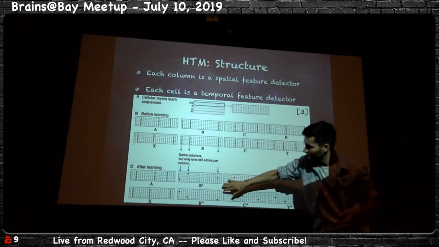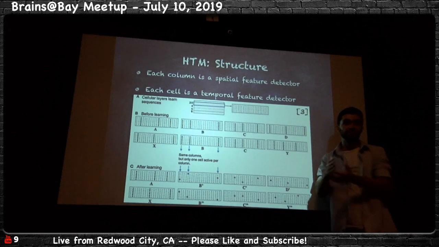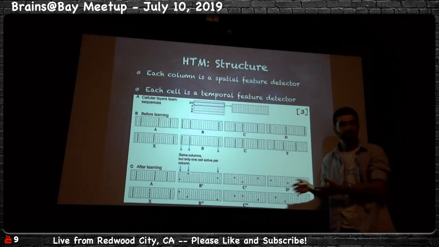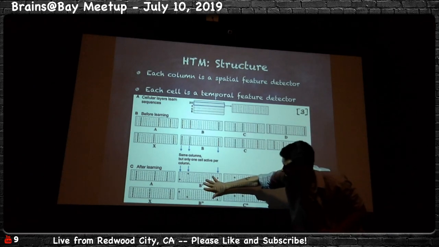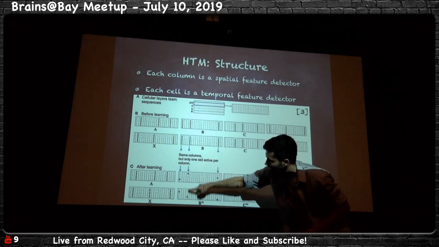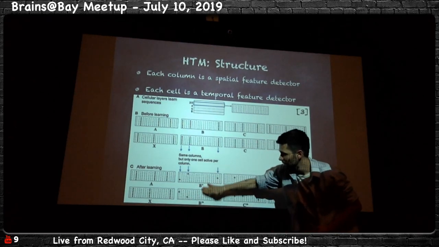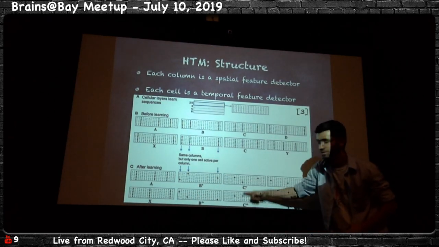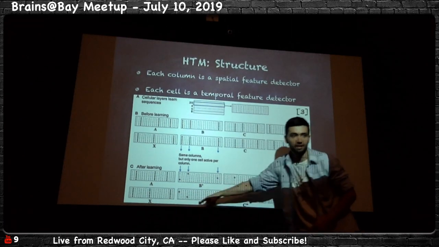So we have two different instances of B and two different instances of C, right? A, B, C, D, X, B, C, Y. So B and C are the same, right? So we have a representation here that uses the same columns, because it's a B. It uses the same columns here as here, but it's a C. But because the context is different, it picks a different cell in each column.